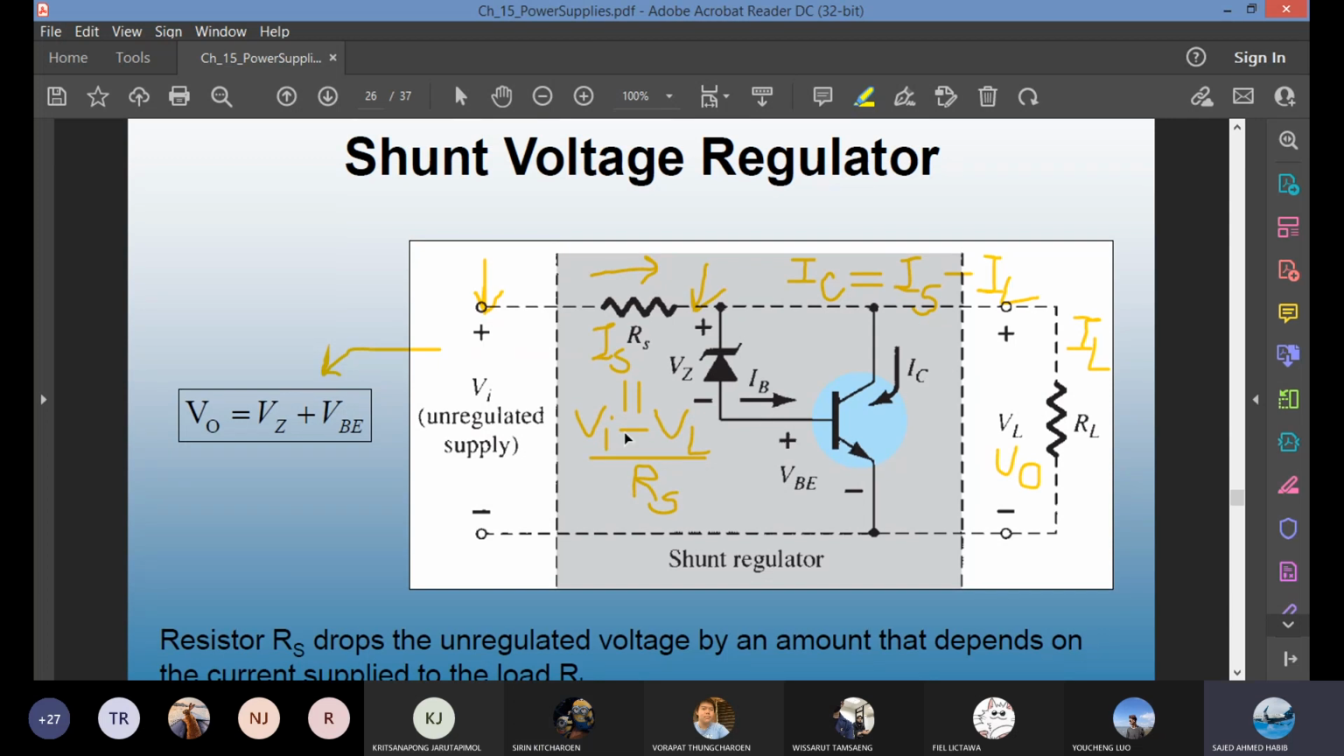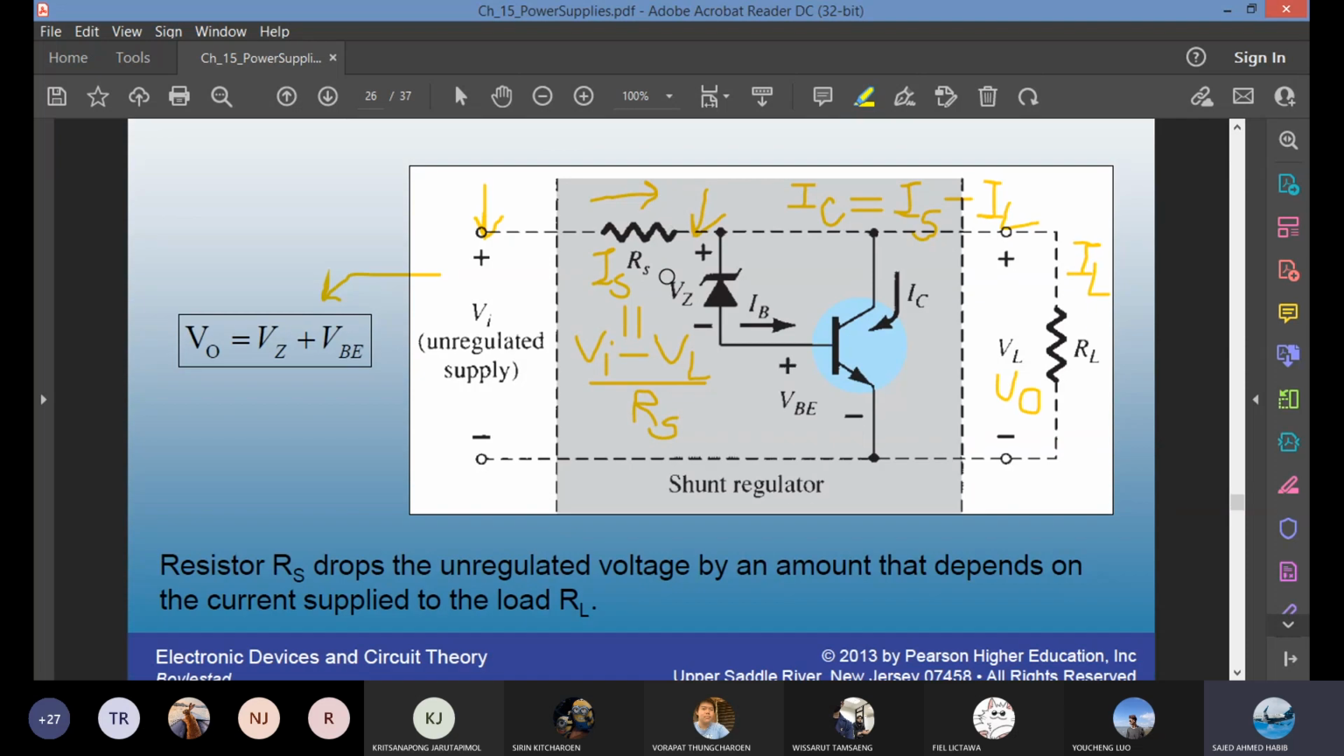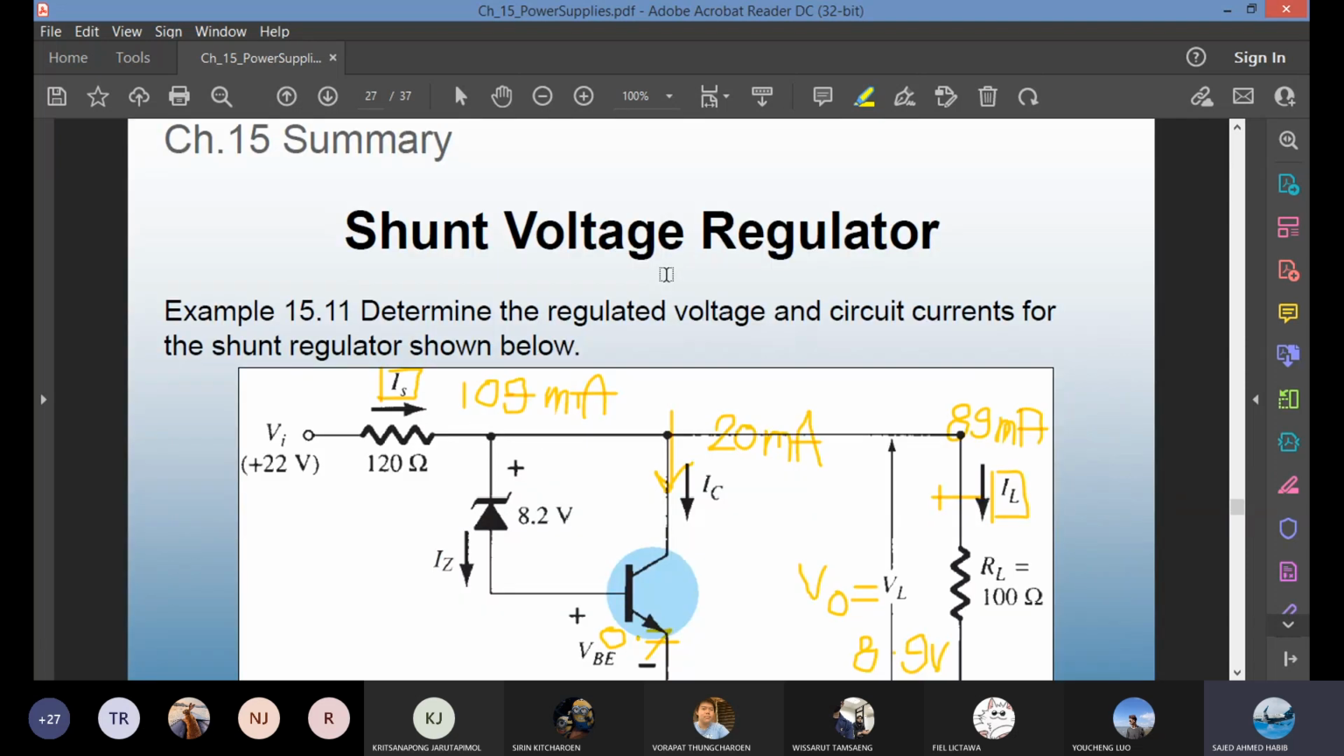That's the collector current. And IS is the potential difference across the resistor RS. It's VI minus this whole thing, the parallel voltage, V out, which is VZ plus VBE, so also VL. IS is VI minus VL over RS. To calculate IC, IS, IL, you have to follow these formulas. Any other concerns?